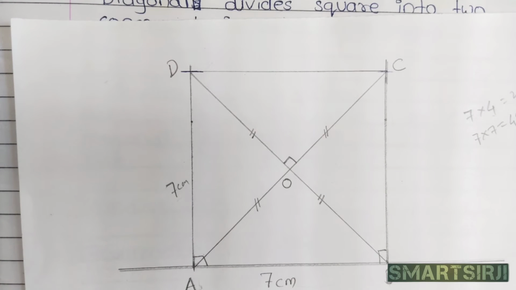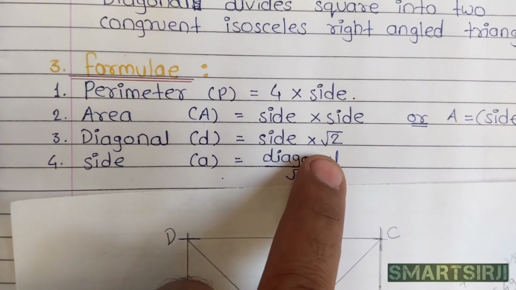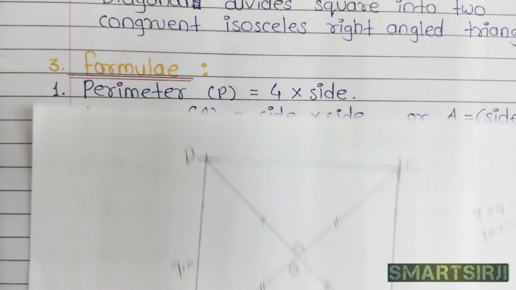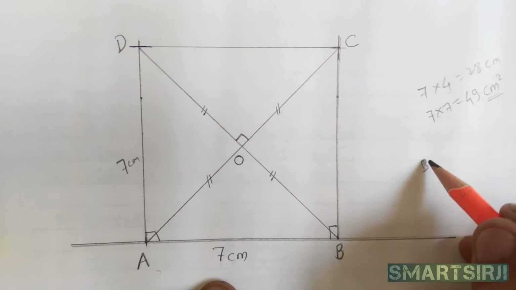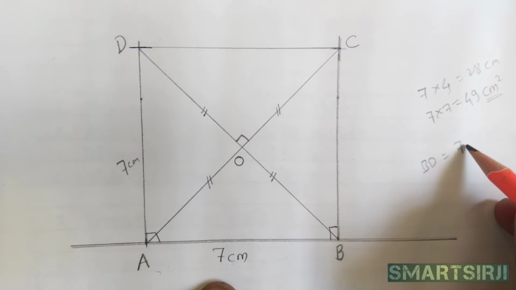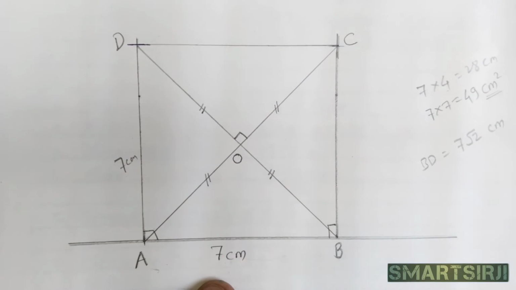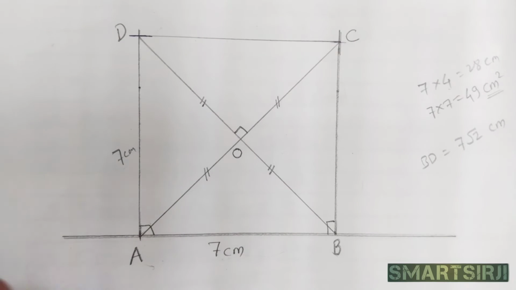So there is a simple formula for the diagonal. Diagonal is equal to side multiplied by root 2. Suppose there is a side of 7 centimeter. Then what is diagonal BD? The length of diagonal BD will be 7 root 2 centimeter. So there is no need for calculation if there is an objective type question.